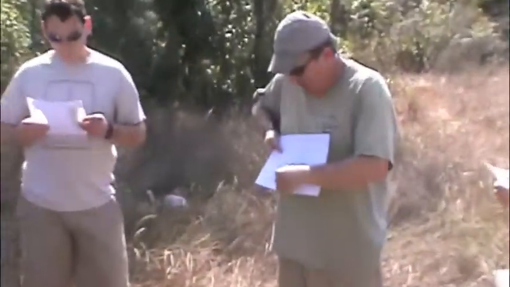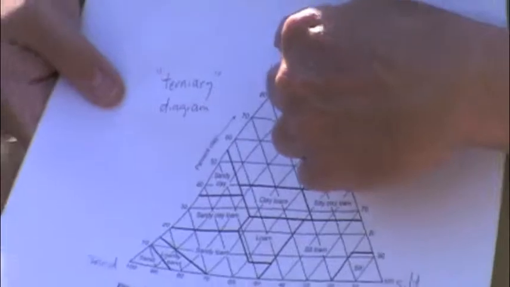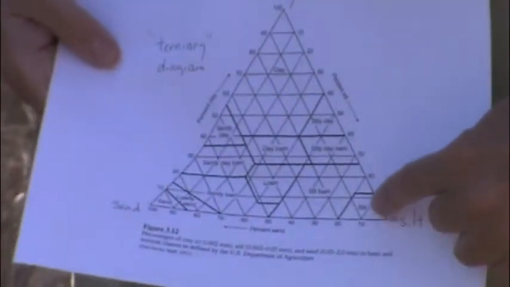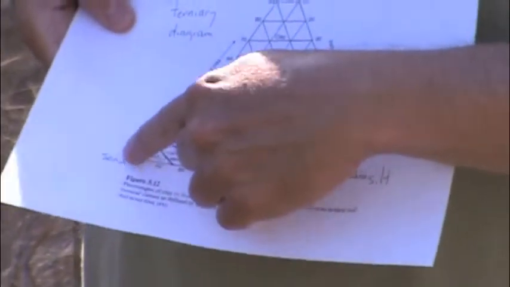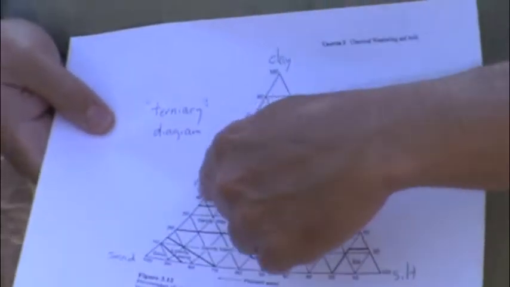Okay, anything that plots down here has no clay. As you move up to the apex, you have more and more clay. If something plots up here, it's pure baby poop. It's all clay. Okay? This axis is 0% sand. As you move down to the lower left corner, you go to 100% sand. Similarly, this is 0% silt, and this is 100% silt in the lower right.